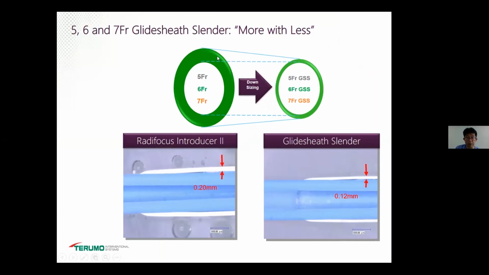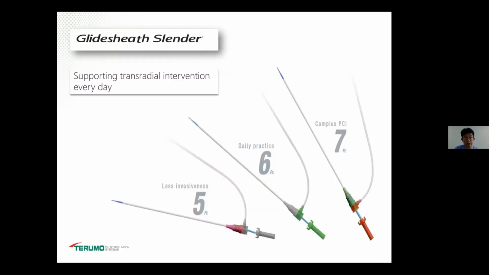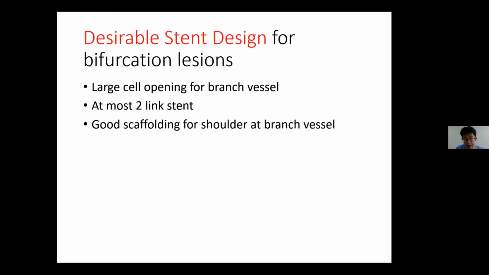More with less. For example, a 6 French Glidesheath is available for a 7 French guide catheter. For the radial artery, usually we use a 6 French catheter, 6 French sheath. Glidesheath Slender comes in 3 types here, including 5 French and 6 French. A 6 French Glidesheath is available for the 7 French guide catheter. It's very useful. So finally, I would like to talk about the stent design for bifurcation lesions.